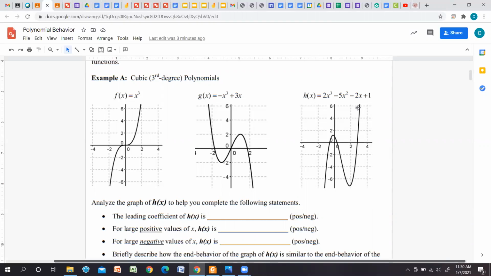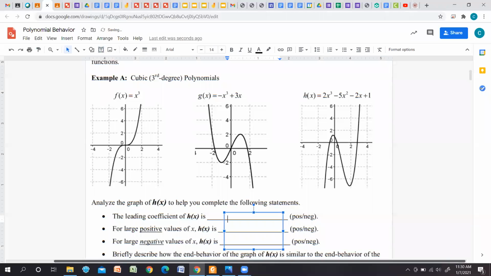It goes from negative to positive. The ends are going in different directions, right? So the lead coefficient, we notice if we look up at the function, x cubed is the highest term, right? So 2. So the lead coefficient is positive. We can just write that here. Positive.